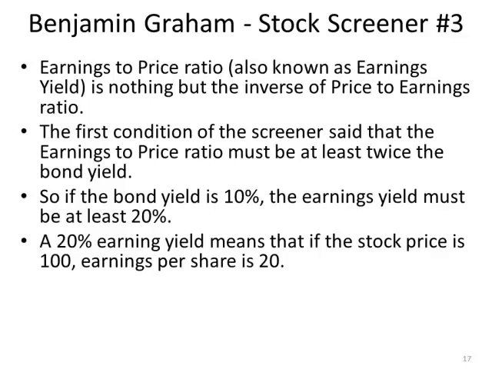So suppose we have a stock that's trading at 100, okay, and we want to ensure that the earnings yield is twice the bond yield. So we have a bond yield of 10%, so we want an earnings yield of 20%. If the stock price is currently at 100, it means that we want earnings per share of 20, right? So that's 20% times 100.